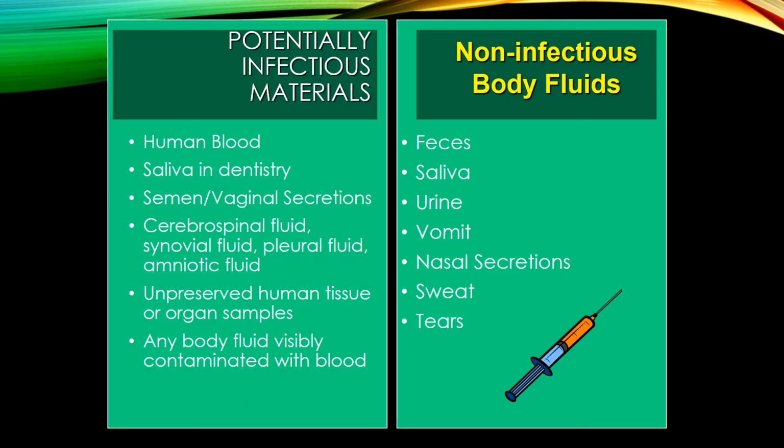These are some types of potentially infectious material. Most people know blood. Saliva in dentistry, because it has access to blood, or there's blood in it. Semen and vaginal secretions. This one's important because we talked about with head injuries that cerebrospinal fluid coming out of the ears and nose, so that is a potentially infectious material. Unpreserved human tissues and bodily fluids. These things here are not infectious unless they are contaminated with blood, like feces, saliva, urine. For instance, if somebody has a kidney stone and is passing blood within their urine, that urine is now potentially infectious material because it has blood within it.